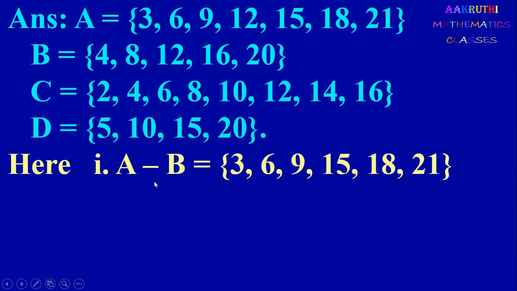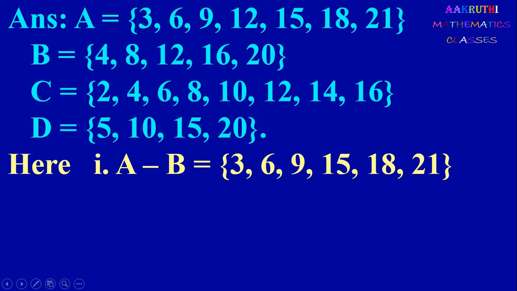Here first it is A minus B. You have to write all the elements of A only, but they should not be present in B. That is, the common elements you have to subtract. Before that, see here A. A is 3, 6, 9, 12. It is multiples of 3. And B is 4, 8, 12, 16. It is multiples of 4. And C is multiples of 2. And D is multiples of 5.